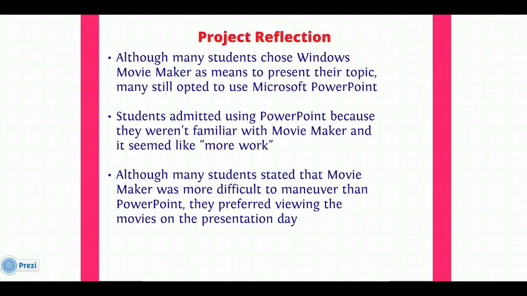I did survey my students and found out that many of them chose PowerPoint because they weren't familiar with Movie Maker and it seemed like more work to them. Although many students stated that Movie Maker was more difficult to navigate than PowerPoint, they still preferred viewing the movies on the presentation day. They said that was more interesting and fun to watch. I do also have down that many students did choose Movie Maker as a means to present their topic, but still many opted to use Microsoft PowerPoint.